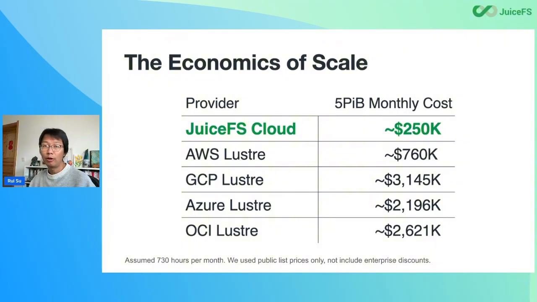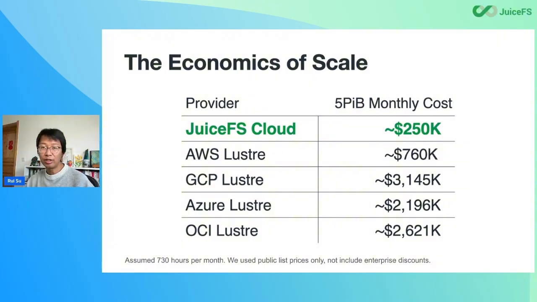Oh, for the final part, let's talk about cost. This is something every CTO and infrastructure manager cares about. So we compiled monthly cost at 5 petabytes. We use public listing prices only. We did not include any enterprise discounts. Also, the JuiceFS Cloud number already includes the cost of the underlying object storage. We can see the cost gap is very large.